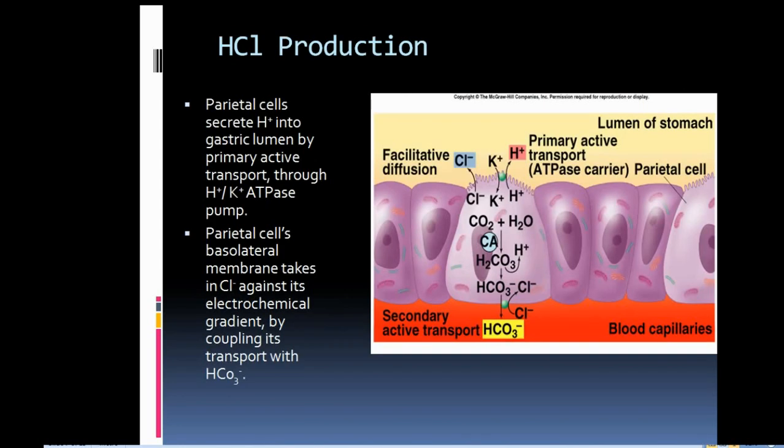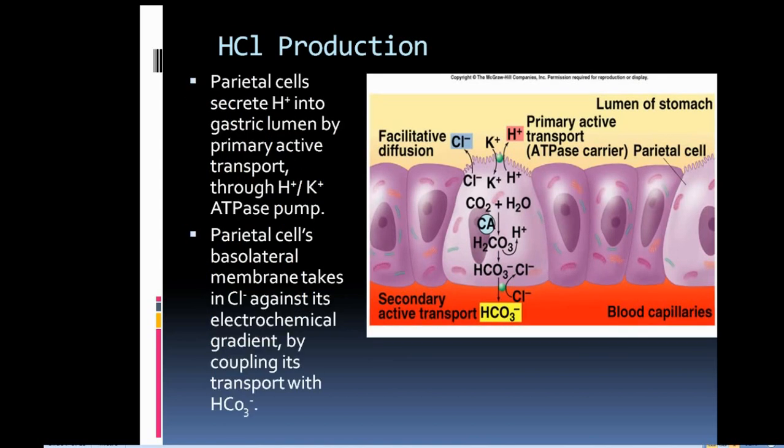Now how is this HCl produced? The parietal cells secrete hydrogen ions into the gastric lumen by primary active transport through the hydrogen potassium ATPase pump. The parietal cell basolateral membrane takes in chloride against its electrochemical gradient by coupling its transport with HCO3 ions.